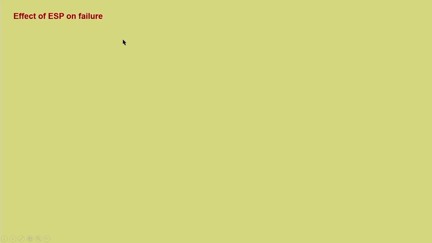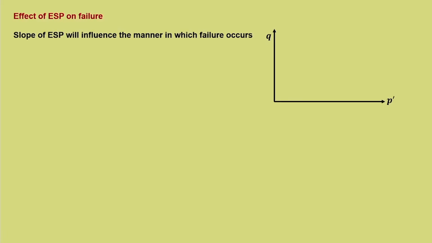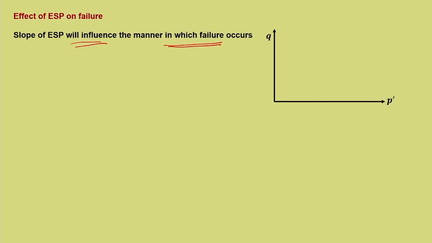So, effect of ESP on failure. We just need to understand two important points here. Slope of ESP, like in what manner it is loaded. Slope of ESP means in what manner it is loaded, what is the load combination that we follow. Now, slope of ESP would influence how it will fail, in which manner it is going to fail. So, that is what we want to demonstrate here.